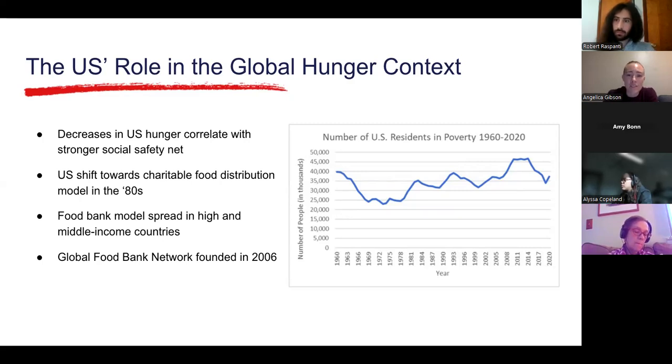And you'll see here that right around the 80s, we have a more steady increase. We'll ignore the progress that we made there just for the sake of this point. What happened in the 80s was Reaganomics, and a general shift from relying on the government to address hunger to more of a reliance on the charitable food distribution model. That's when we saw more investments into the food banking sector and that whole model and approach to hunger.